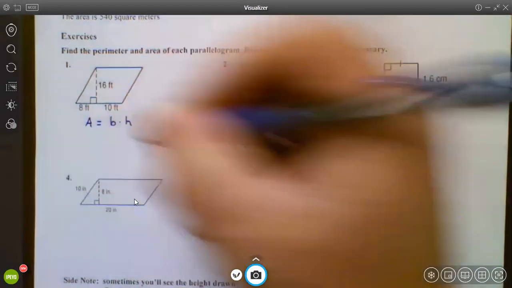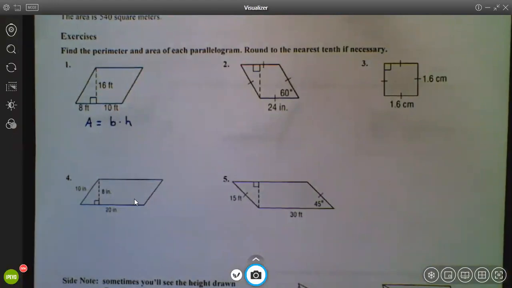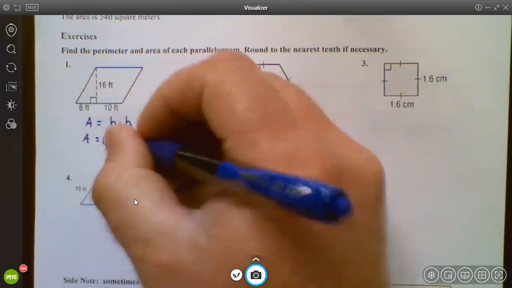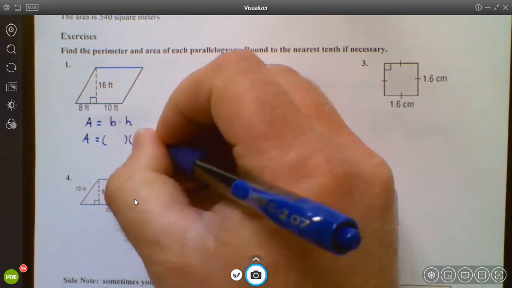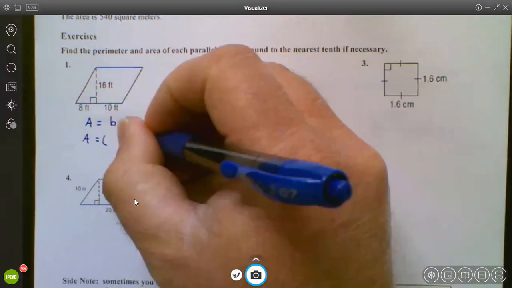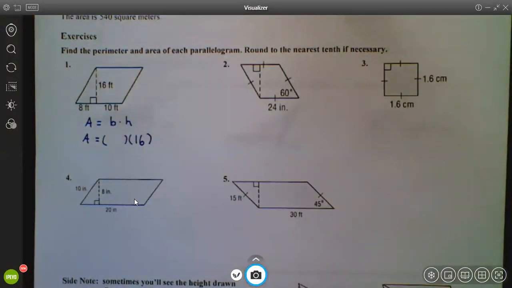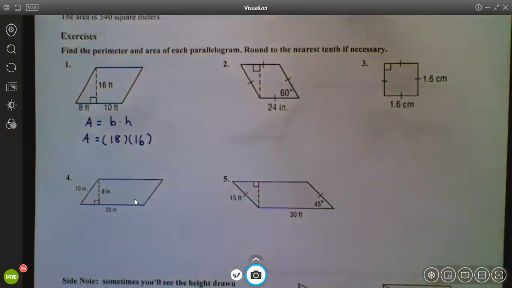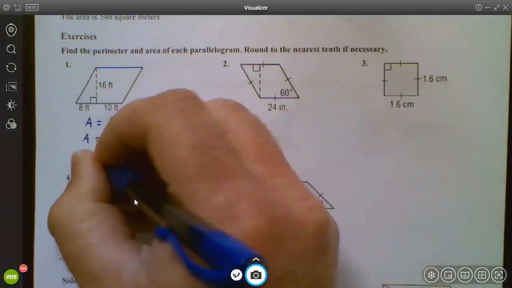One thing I always recommend when using a formula is write the formula first, and then plug in the numbers. As far as our base and our height are concerned, you guys can already see the perpendicular lines in there. So this would obviously have to be our height. So we've got that 16 for height. What's our base? 18, right? Good. We've got to add those together, right? The entire base is 18. So they did break up that one into pieces, but we can combine them. So if we just multiply those guys together, then we'll get our area.